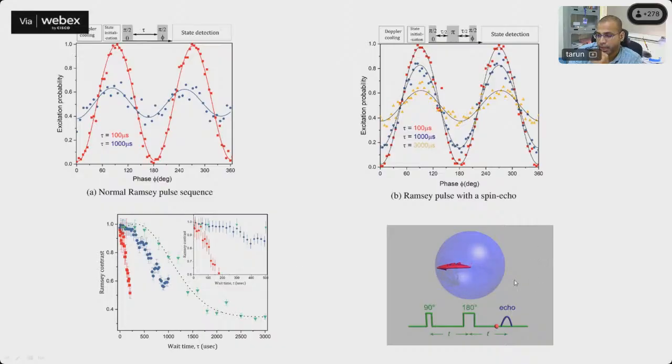Here the animation shows how it is evolving on the Bloch sphere, and by having that extra pi pulse, how it is completely changing the phase from minus pi to plus pi. That way, it is removing all the noise.